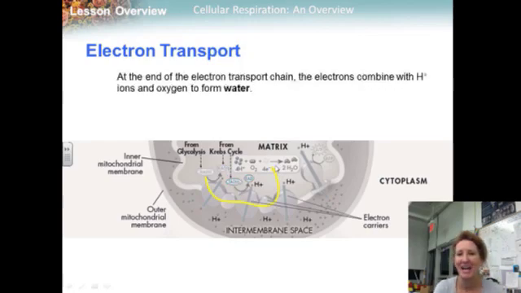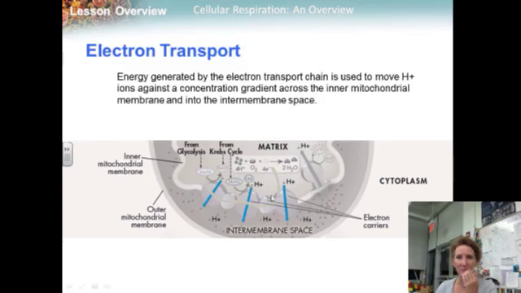The electrons combine with H plus ions and oxygen, all right? H plus ions and oxygen, because these things build up in there. These electrons all combine, and you get water. Yay! Energy generated by the electron transport chain is then used to move those hydrogen ions against the concentration gradient, again just like photosynthesis, across the inner membrane into the intermembrane space. This is between the cristae and the membrane of the mitochondria. These little hydrogen ions are being built up.